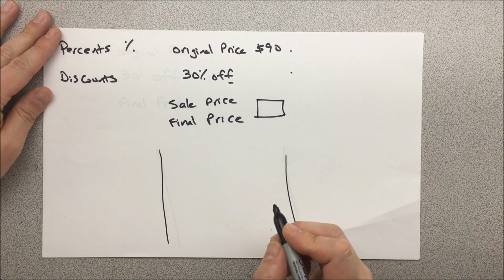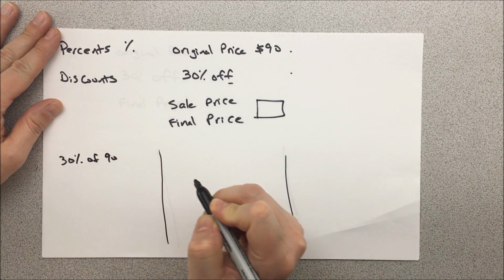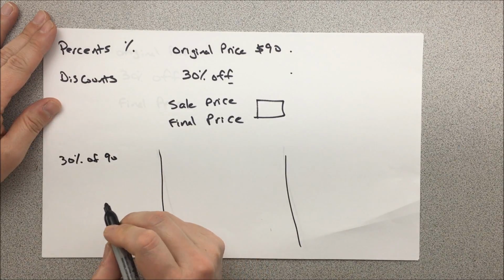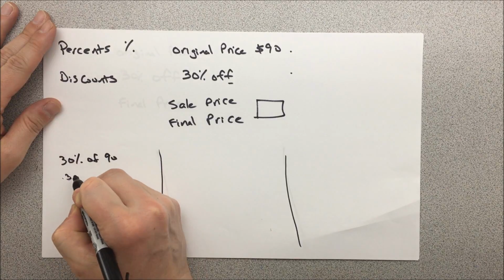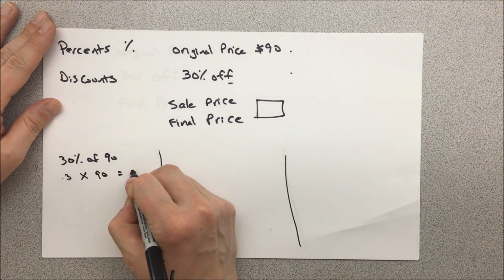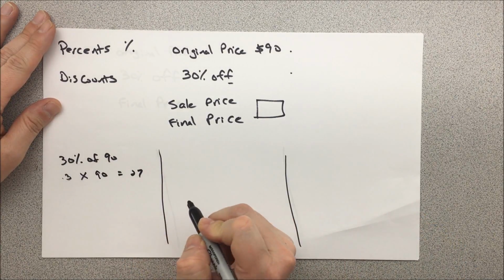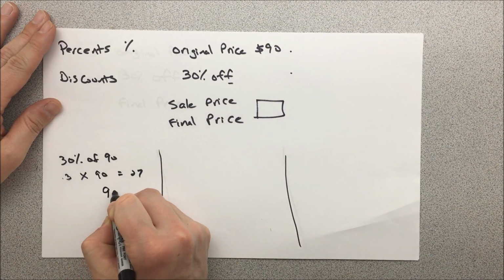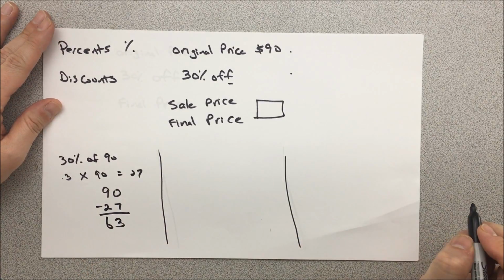One way is that you can take 30% of 90 to get the discount amount. The way you would do this calculation is by converting the percent into a decimal, 0.3 or 0.30, and multiplying it by 90. This equals 27. That represents the discount amount. And you take this discount amount and subtract it from the original price. So therefore, the final price will be $63.